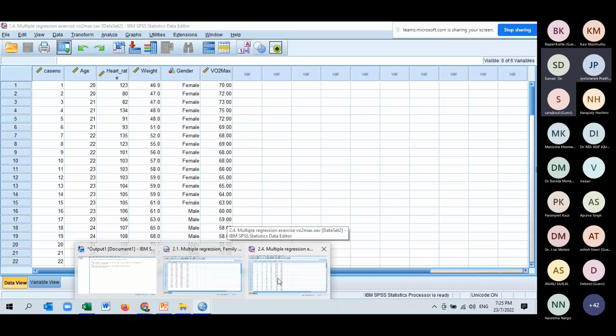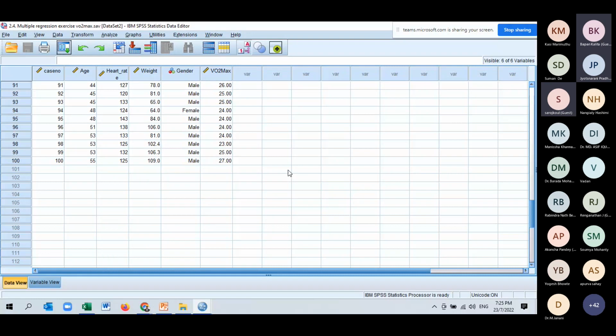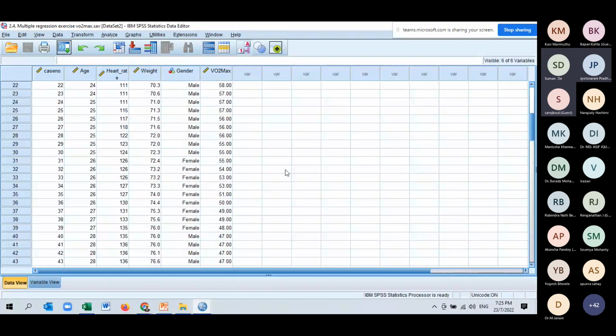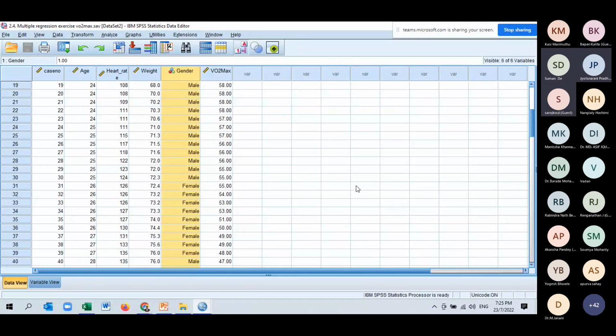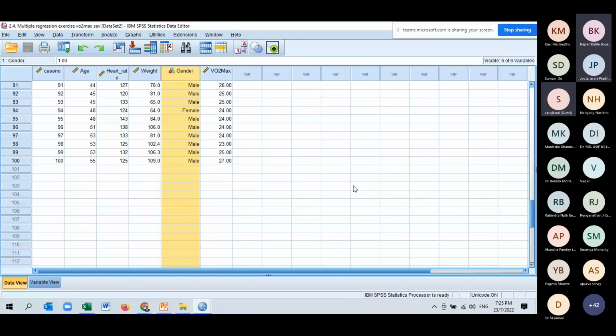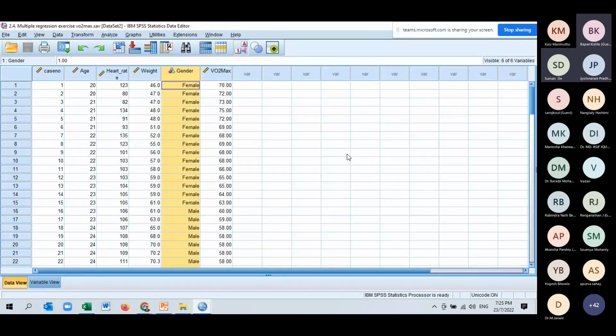So the data were collected from 100 candidates. This is the age, heart rate, weight, gender, and VO2 max. A good practice, when you have such numeric and categorical data, is to have some descriptive statistics before we move on to any kind of analysis. Shall we run the descriptive statistics? How do we run the descriptive statistics?